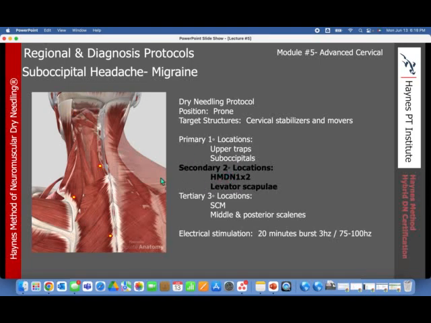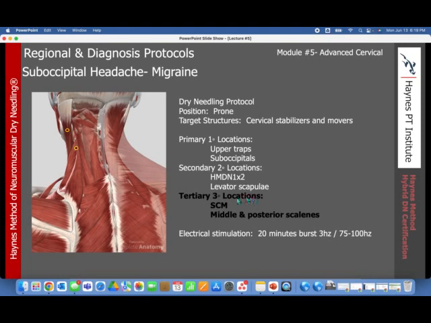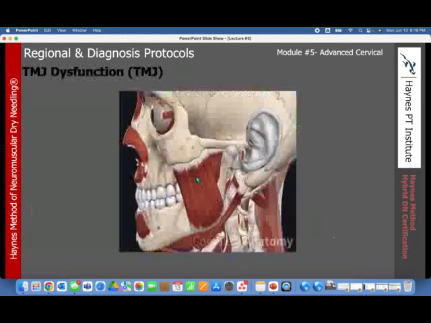Our secondary locations will catch the two locations from our introductory material adjacent to the spinous process of C6 and C4, and we'll go ahead and add in the levator scapula as well. Tertiary locations here, we will throw in our SCM and then our middle and our posterior scalenes.